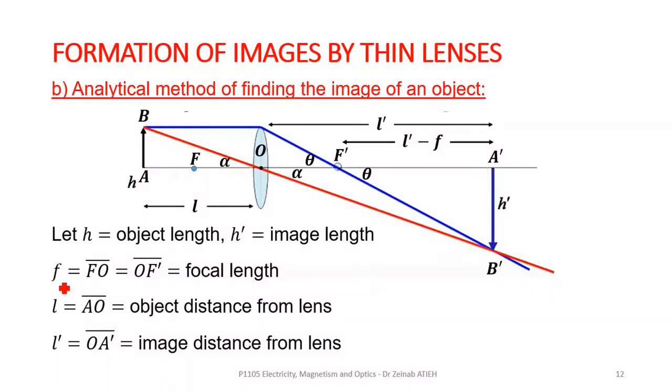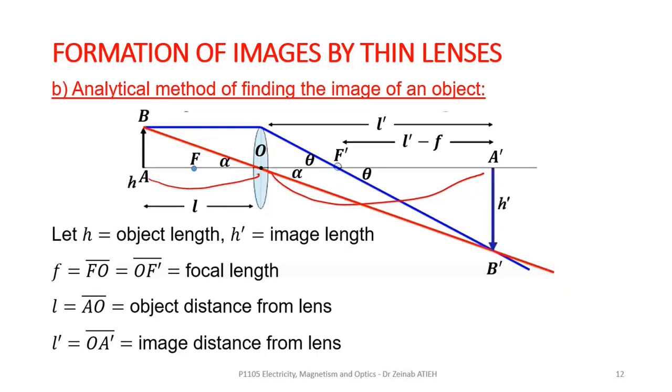We have F equals FO equals OF prime, the focal length. L, the distance from A to O. So AO, it's the object distance from the lens. OA prime, from here to here, OA prime, it is the image position. So like the definition of diopters, AO is for the object, OA prime is for the image.